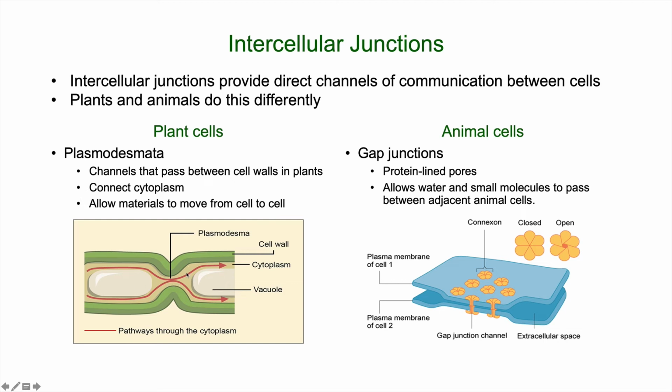The smooth endoplasmic reticulum creates the borders of this channel, and then it allows cytoplasm and other materials to freely flow from one cell to the other. The structure in animal cells that's similar to that is called a gap junction.